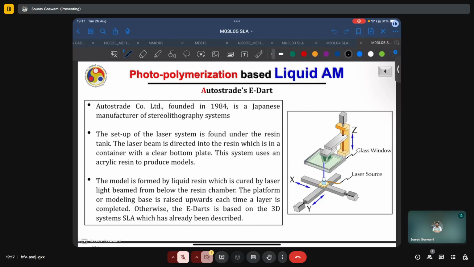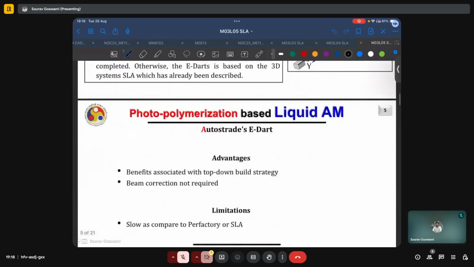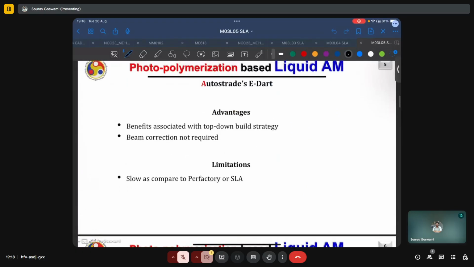The laser beam is directed into the resin, which is in a container with a clear bottom plate, and the system uses an acrylic resin to produce the models. It uses a laser beam, so again the process would be slower compared to any other process which might have used a floodlight. And the platform or modeling base is raised upwards each time a layer is completed. Otherwise, it is very similar to the SLA process already described.